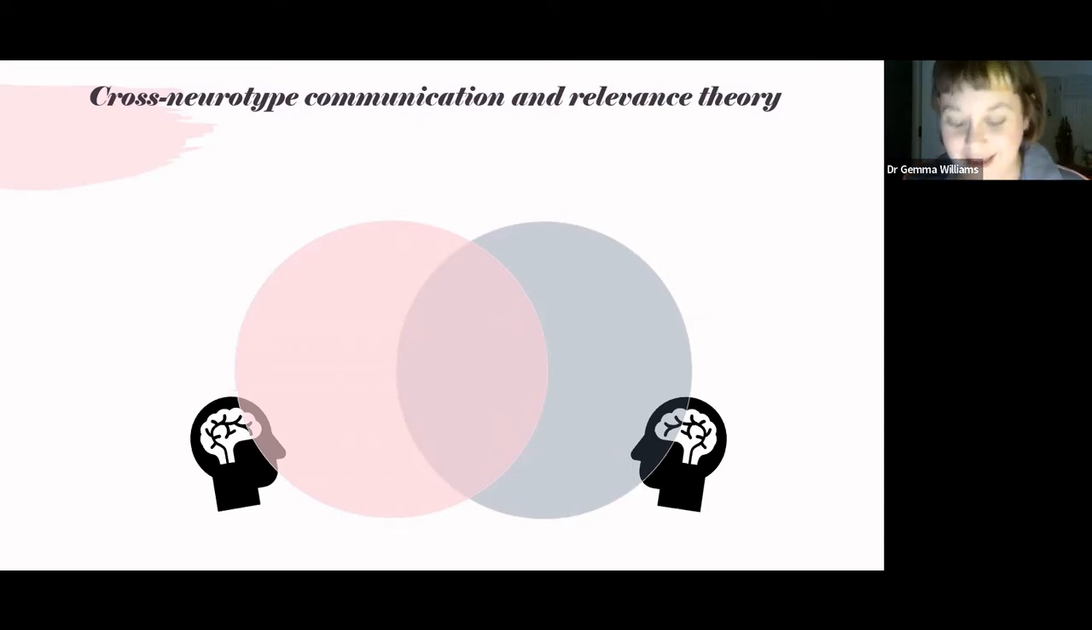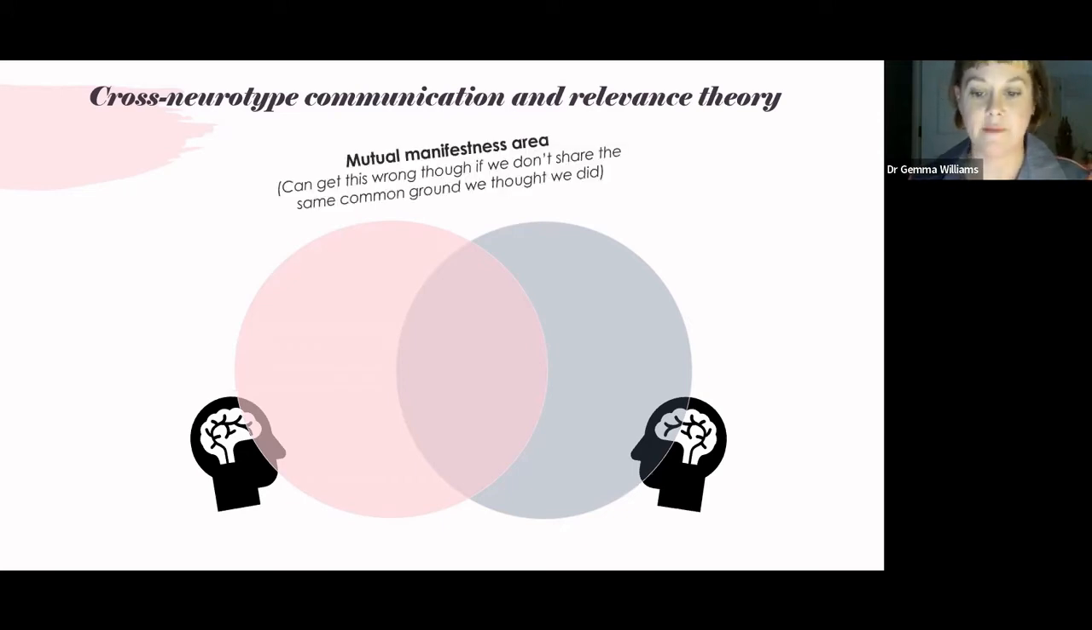Okay, so I've tried to make an example. Here you've got two individuals, two cognitive environments. This middle area that's a bit purpley is a mutual manifestness area. What we have in common, what we know that we share. However, we can get this wrong sometimes if we don't actually share the common ground that we thought we did. And this is where I think the sensory differences and the organizational differences come in.